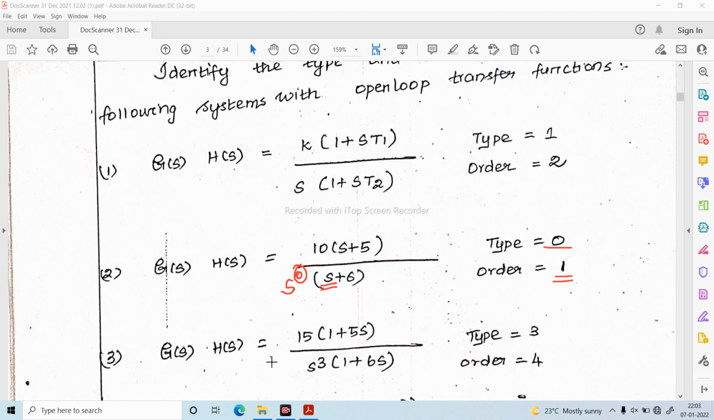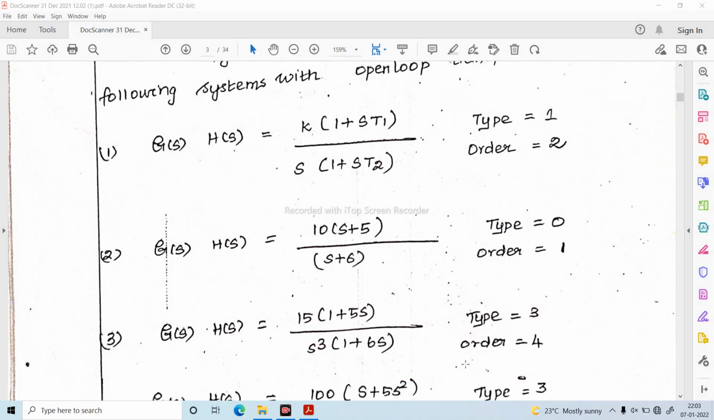And next see the problem number 3. 15 into 1 plus 5s divided by s cube into 1 plus 6s. What is the type of the system? The power of separate s or pole at the origin. Multiply this s cube with s, we get s power 4. So order of the system equal to 4.